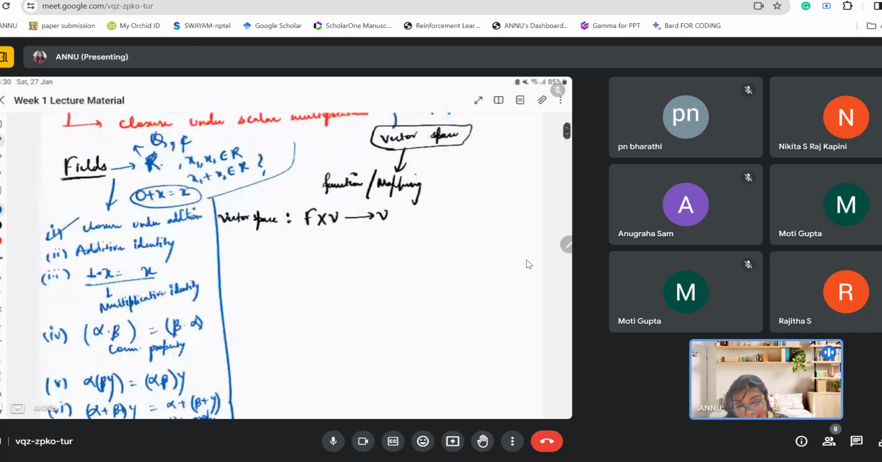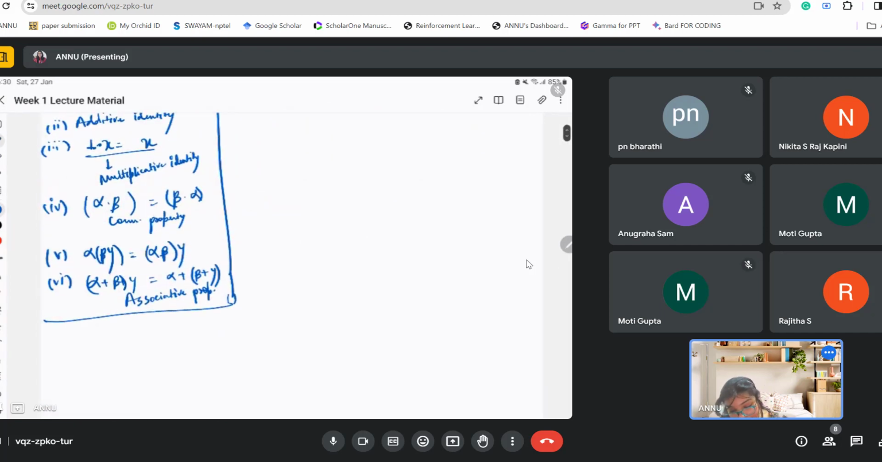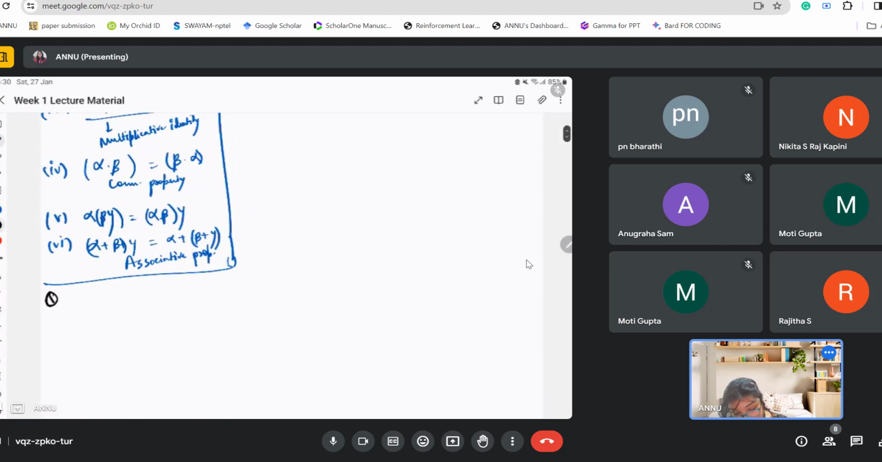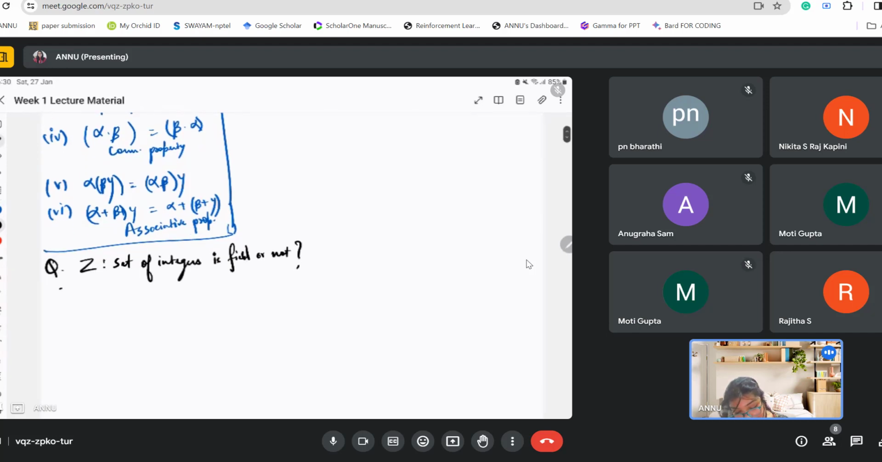So this is a field, and I have given you examples as Q, C and R. And your homework for the next class is to prove whether Z, the set of integers, is a field or not. Whether yes or no, explain why and how. I'm making a note of it. This will be your homework for the next class.